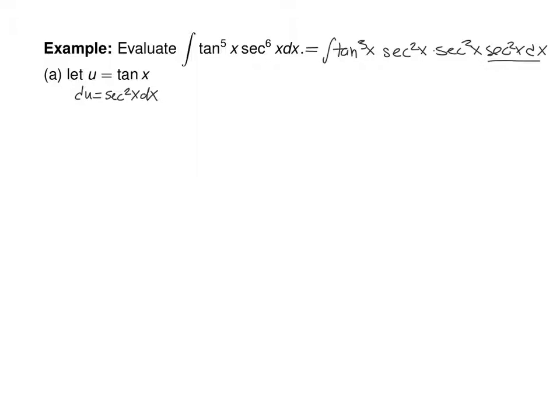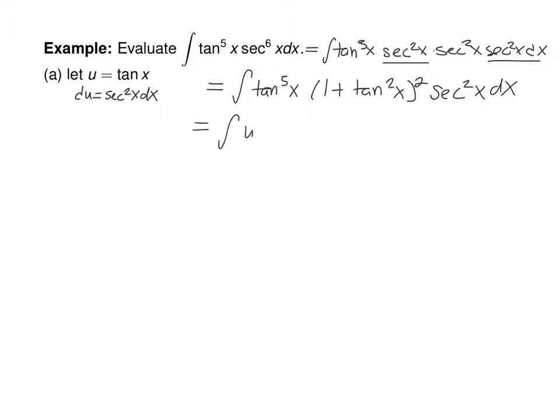So that's saved to be du. We have the integral of tangent to the fifth x. Now this secant squared is equal to 1 plus tangent squared, and we have two secant squareds that aren't the du. So we have 1 plus tangent squared, quantity squared, times secant squared x dx. Now when you make your substitution, you have the integral of u to the fifth times 1 plus u squared, the quantity squared, times du. Now it's pretty easy peasy.